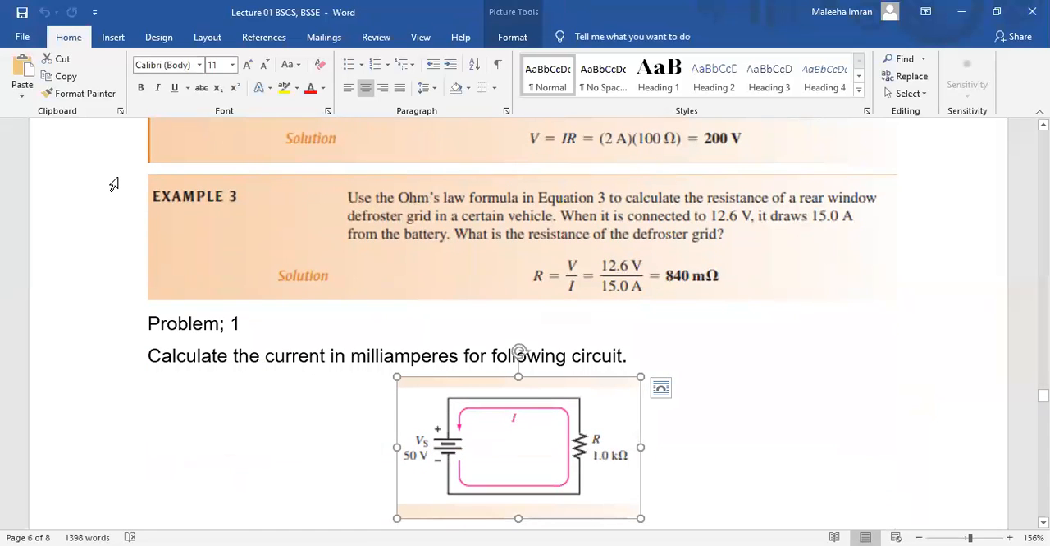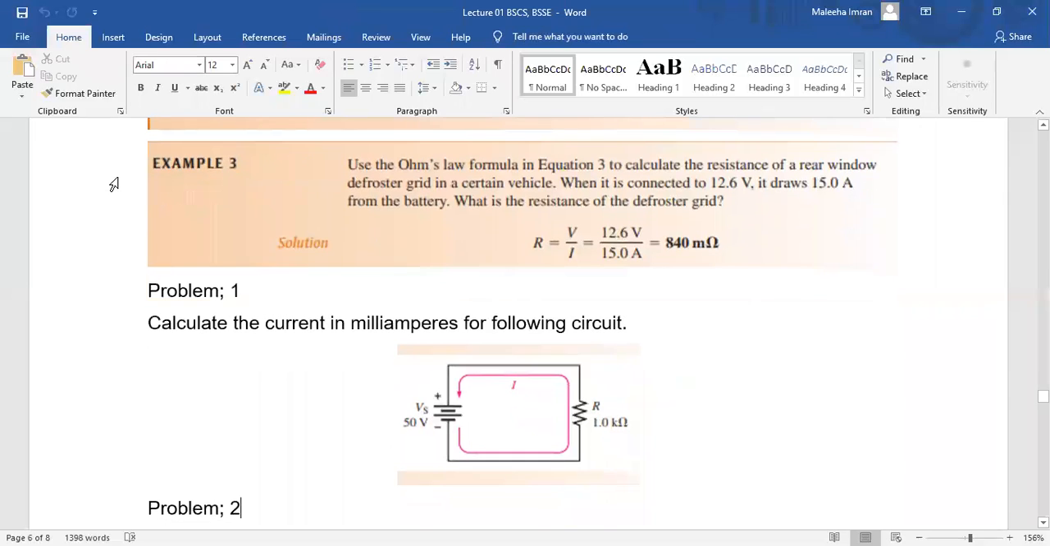This is a simple example. Calculate the current in milliampere for the following circuit. Here, two parameters are given: one is the resistance and the other is the applied voltage. You know how to determine the current, which is V over R. Here, V is 50 volt and R is 1 kilo ohm. In this way, you can determine the current.